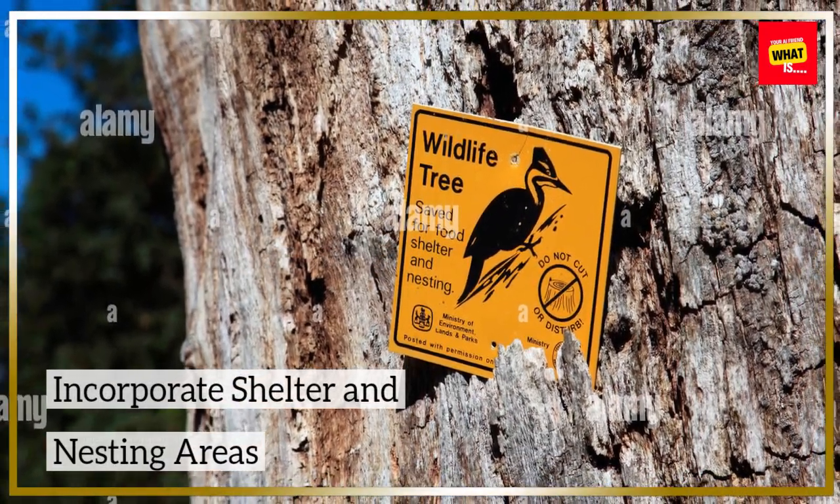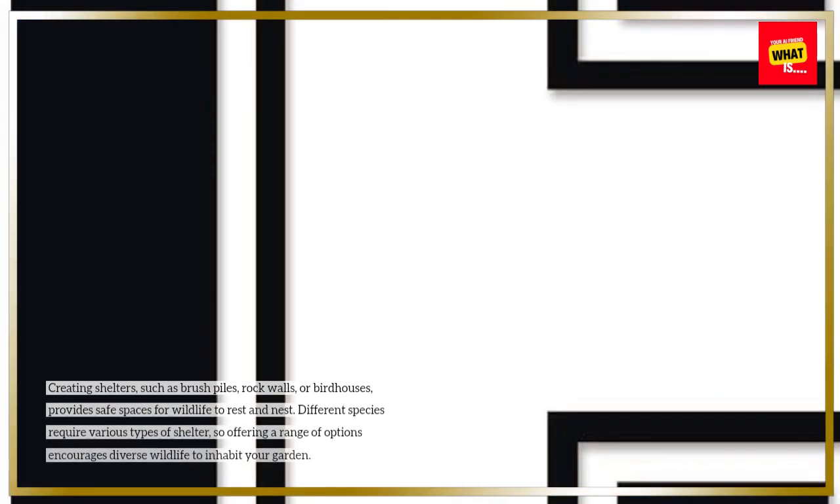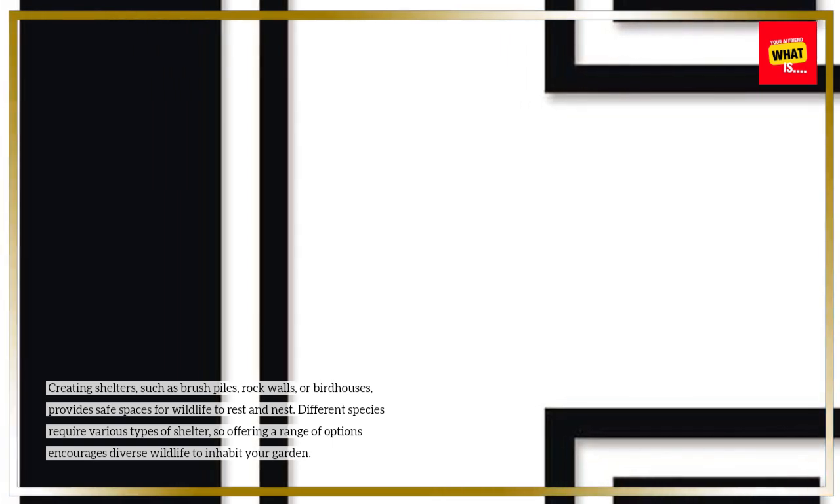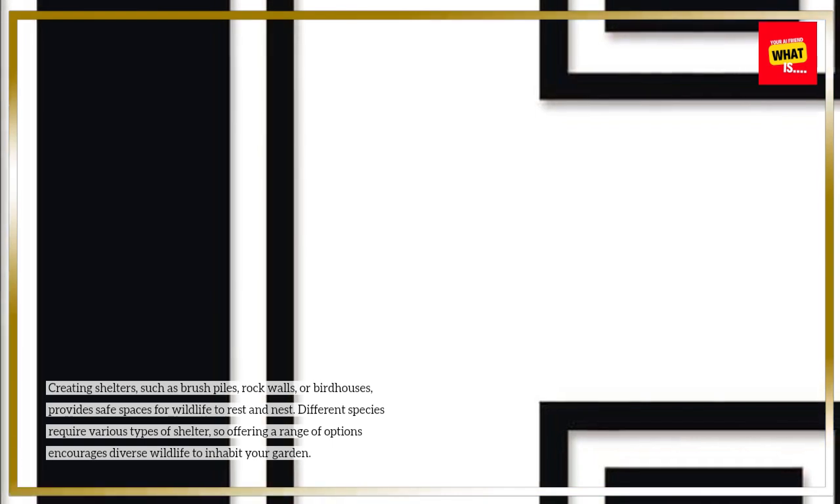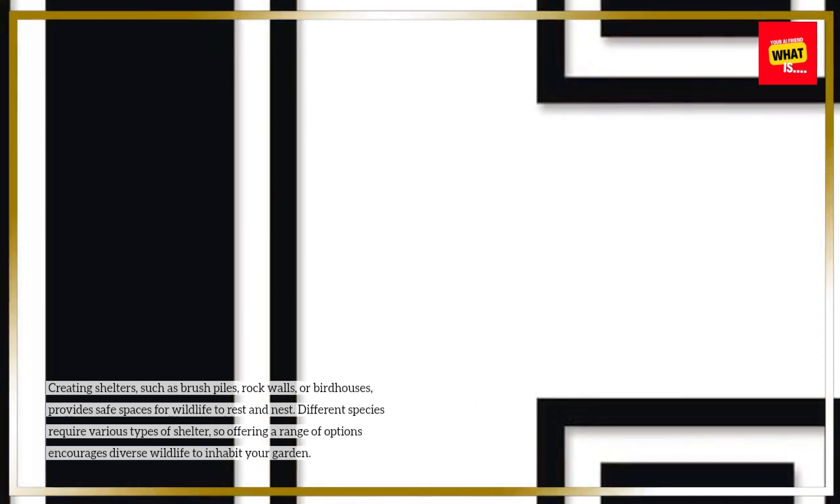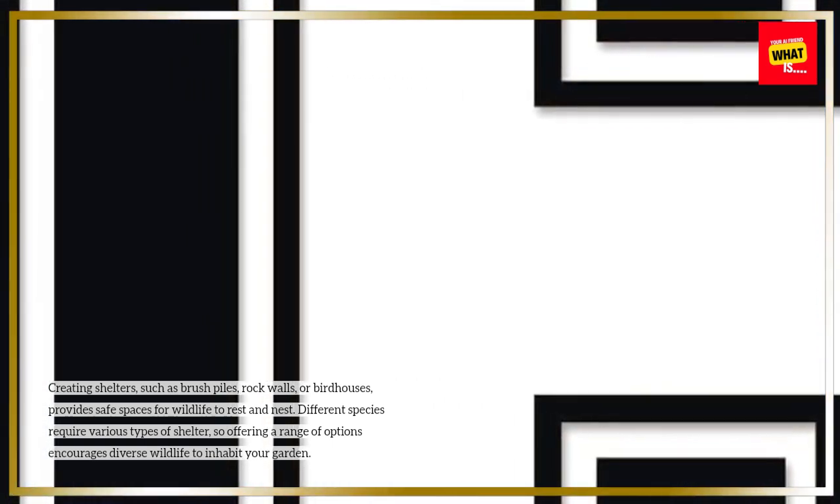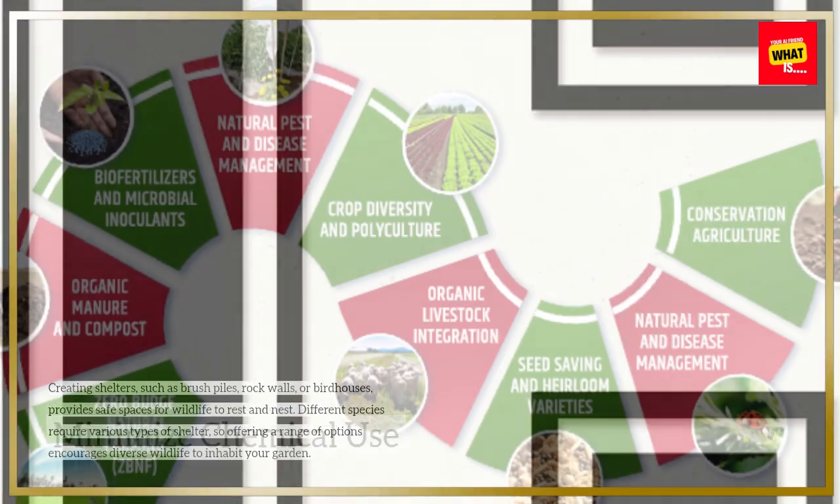Incorporate shelter and nesting areas. Creating shelters, such as brush piles, rock walls, or birdhouses, provides safe spaces for wildlife to rest and nest. Different species require various types of shelter, so offering a range of options encourages diverse wildlife to inhabit your garden.